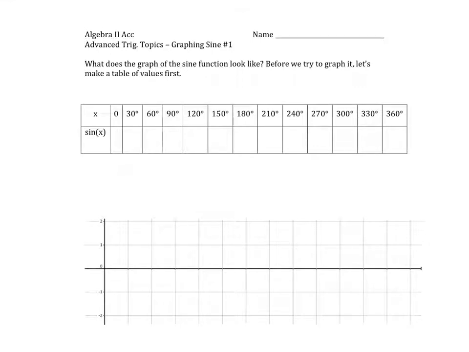So sine of 0 would give me an output of 0. If I put an input of 30 degrees, I would get a sine value of 1/2. 60 degrees, I would get root 3 over 2. 90 degrees, I would get 1. 120, root 3 over 2. 150, I would get 1/2. 180, I get 0. 210, I get negative 1/2.